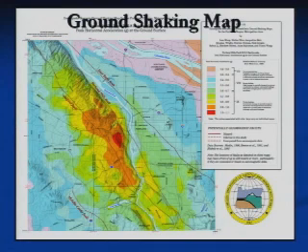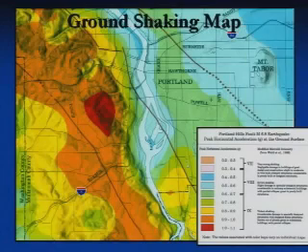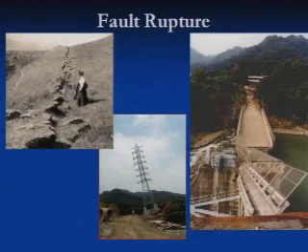And this is a map indicating the ground motions that are expected if that fault produces a magnitude 6.8 earthquake. In a close-up of this map, you can see that the ground motions would be quite high. This is the level of ground motions where poorly built buildings would have a lot of problems.